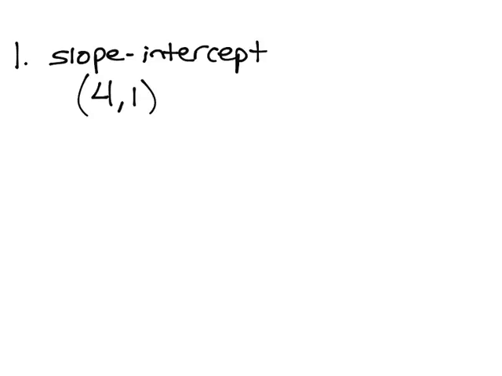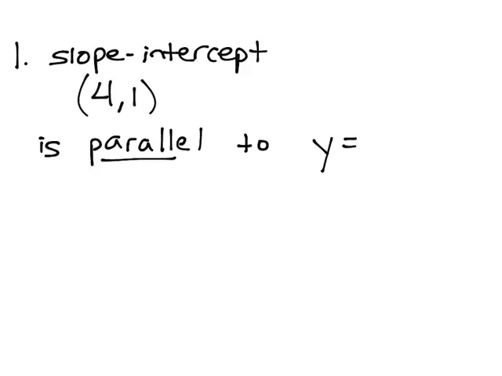Write the slope-intercept form of an equation. When you're reading problems, you should always note down keywords. So slope-intercept, we want slope-intercept form for the line that passes through the point (4, 1) and is parallel to, make sure you don't confuse parallel and perpendicular, parallel to the line y is equal to x plus 15.